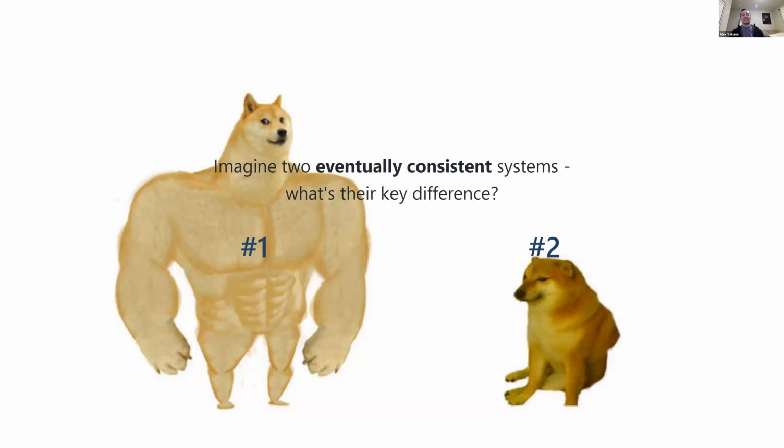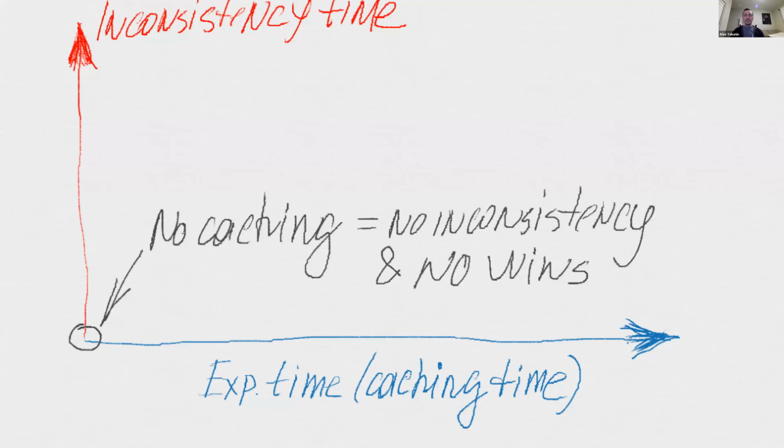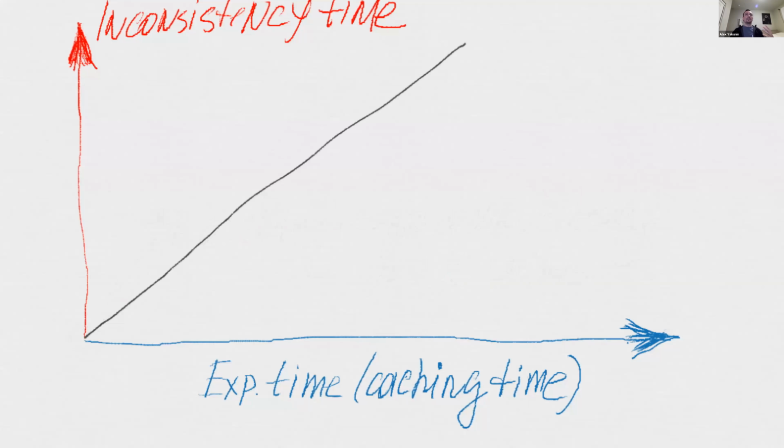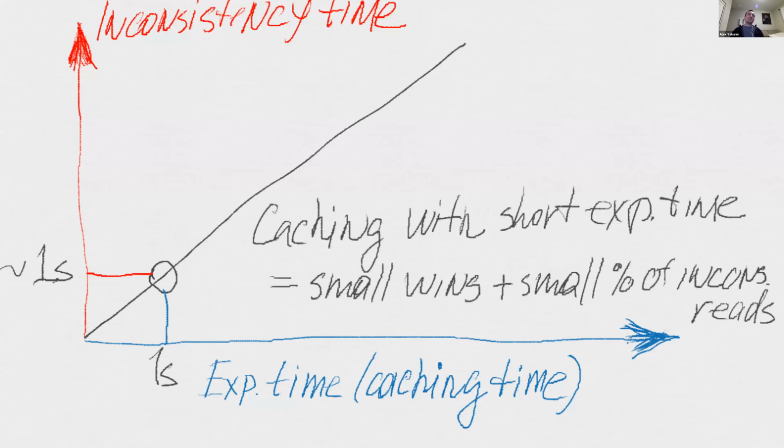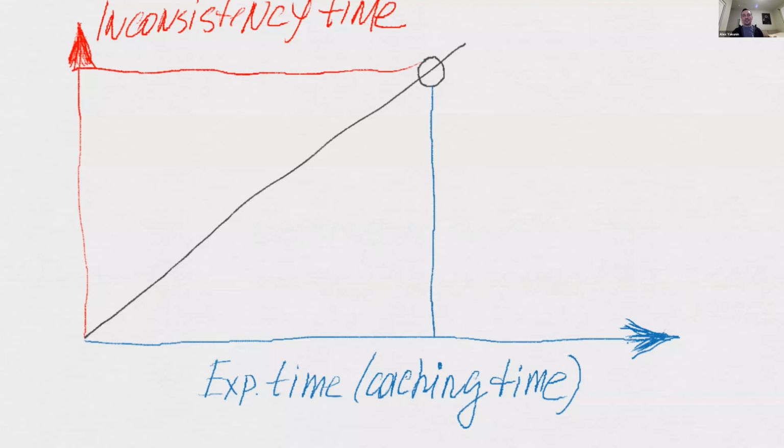So now the question is, let's say we have two eventually consistent systems. Are they equal to each other? Or maybe there are some crucial differences that make one of them way, way better than the other. And interestingly, yes, there is a crucial difference, and this is related to what I'm talking about. But first, let's think of how we usually cache things.